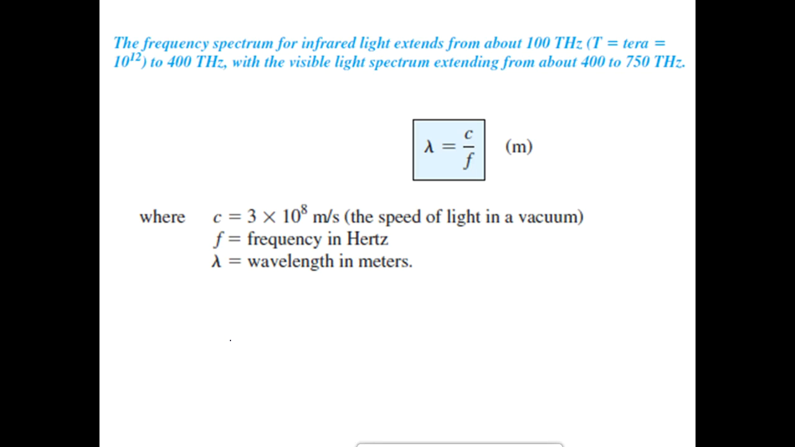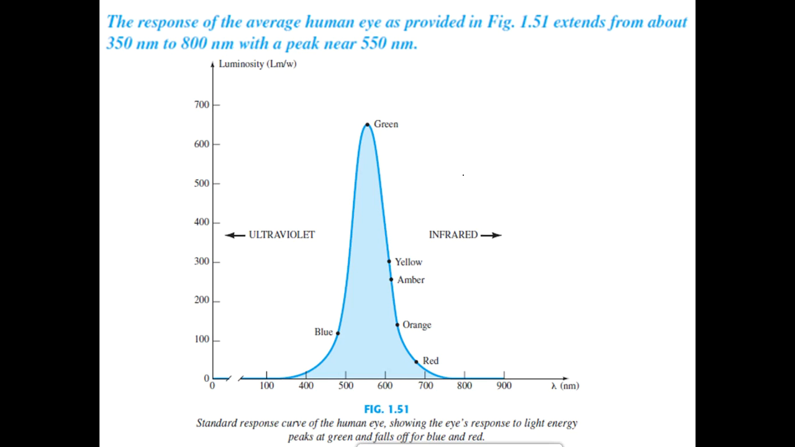Now there's a very simple expression for the wavelength of the light being emitted, and the expression is lambda. Lambda stands for the wavelength, is equal to c upon f, where c is the speed of light in vacuum and f is the frequency of the light being emitted.